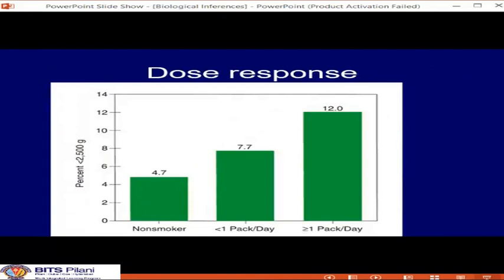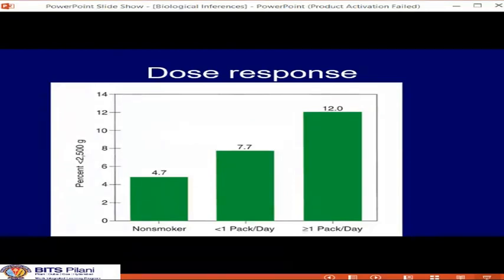A little bit more, if one were to look at a dose response, what do I mean by dose response? People who smoke only 20 cigarettes a day as compared to those who smoke more than 20, and compare them with non-smokers. So we have three groups: non-smokers, less than one pack a day, and more than one pack. A pack is 20 cigarettes. If you look at the birth weight of these babies, we see a trend. The y-axis here is low birth weight, less than 2.5 kilograms. So you can see that from non-smokers to a little bit of smoking to lots of smoking, the amount of low birth weight keeps increasing in a graded manner.